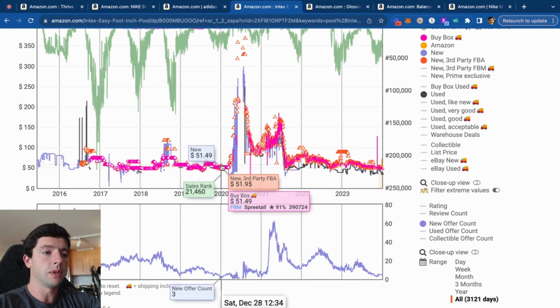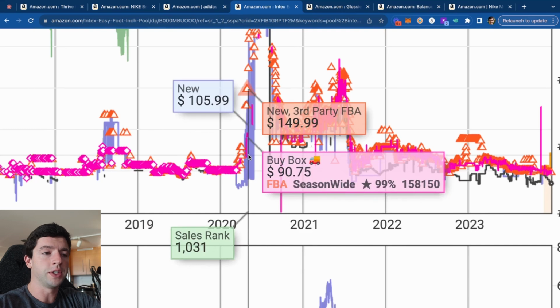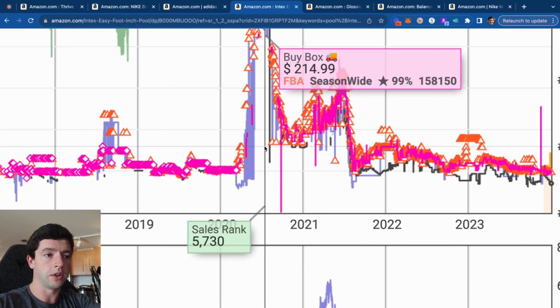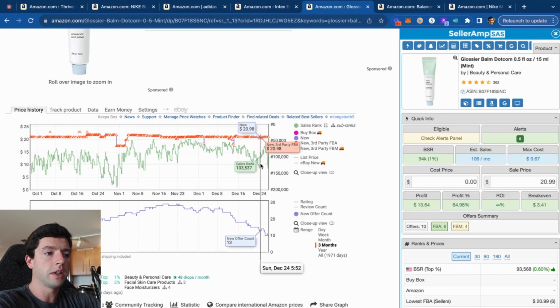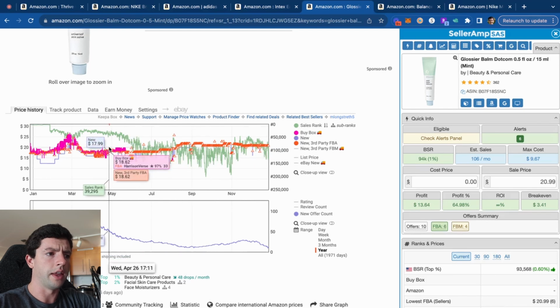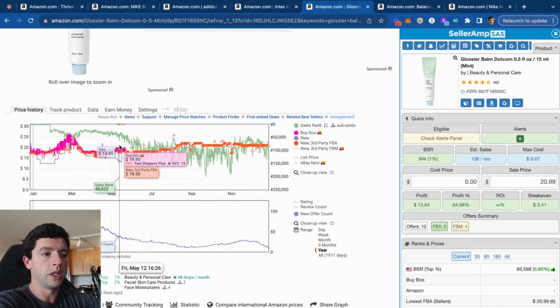And then what you can see specifically is that sometimes Amazon will take the buy box away, and there are certain times when there isn't a buy box here. Like this specific Glossier product right here, there hasn't been a buy box for a while. And yeah, there literally hasn't been a buy box since May of 2023, right? We're almost in 2024.